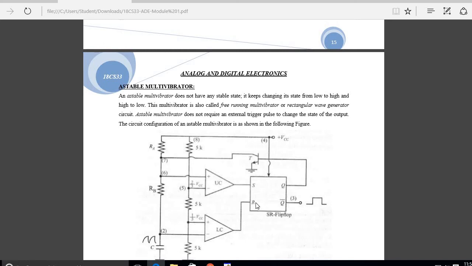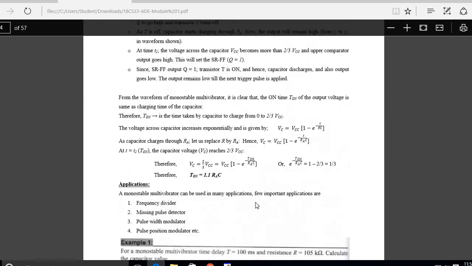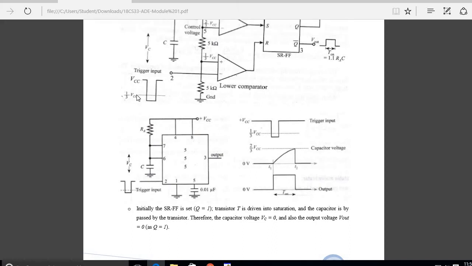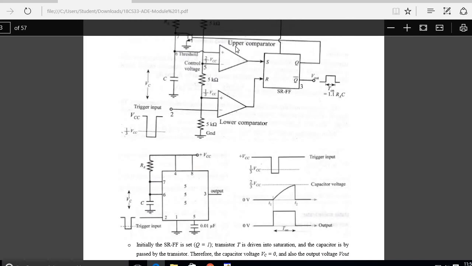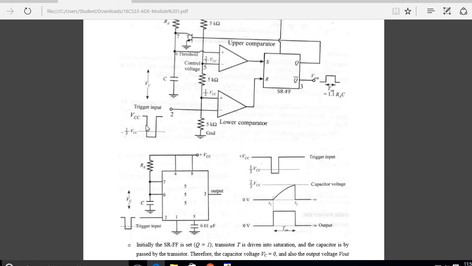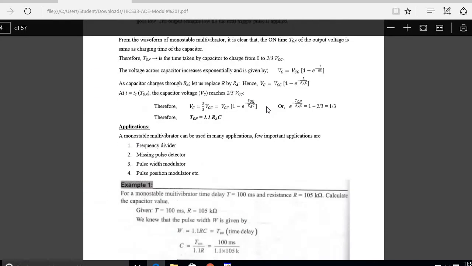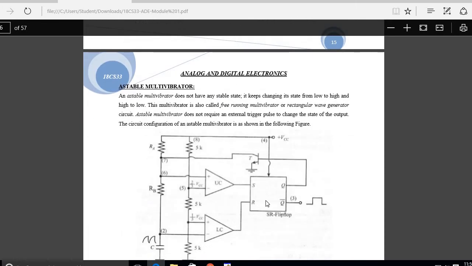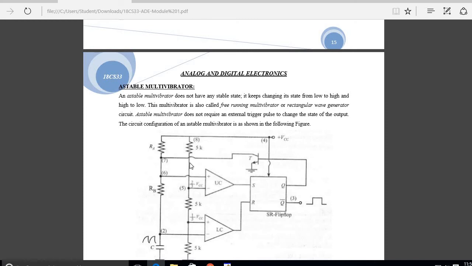In the earlier cases, initially we needed to send a trigger input to the IC 555, meaning the trigger input to the lower comparator and the higher comparator. Externally we were providing some input to those multivibrators, but in this case we are not giving any external input to change the state of the output. Internally the states of this multivibrator will change.